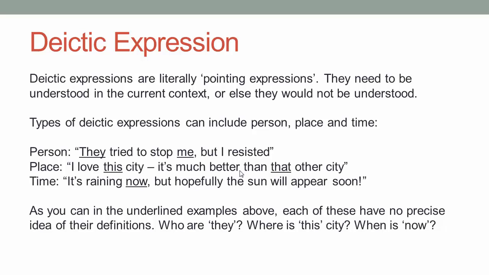Next, place. I love this city. It's much better than that other city. Firstly, what's this city? And secondly, what's the other city? Lastly, time. It's raining now, but hopefully the sun will appear soon. When is now? As you can see in the underlined examples above, each of these have no precise idea of their definition. Who are they? Where is this city? When is now?